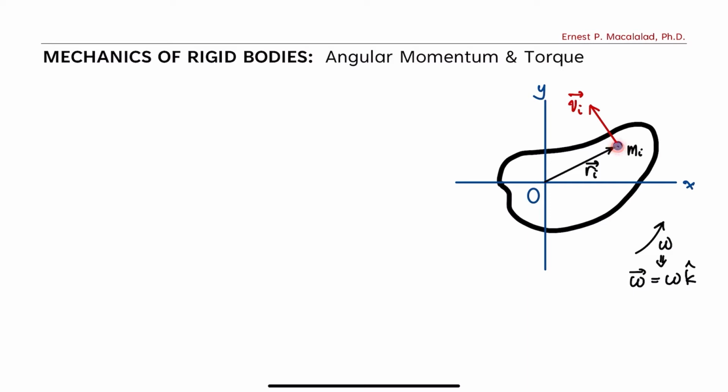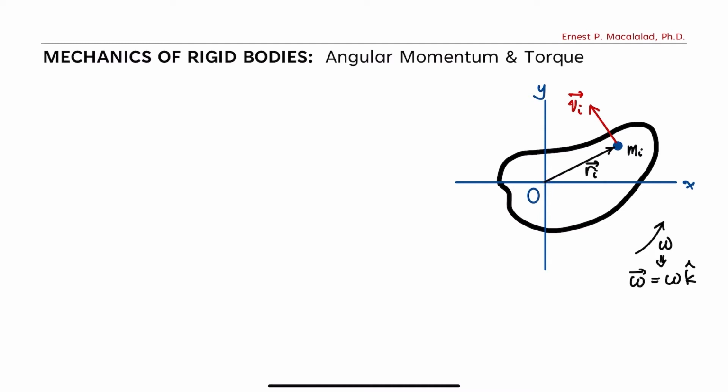This particle represents all those particles, and it is defined by its mass mi, its position vector Ri, as well as its translational velocity Vi, which is due to the rotation in the xy plane in the counterclockwise direction. If this is your angular speed, then the angular velocity will be along the z direction. Here we assume that this object is rotating about the z-axis.